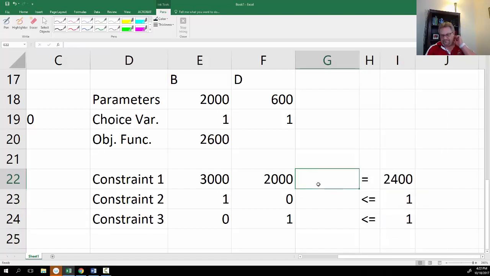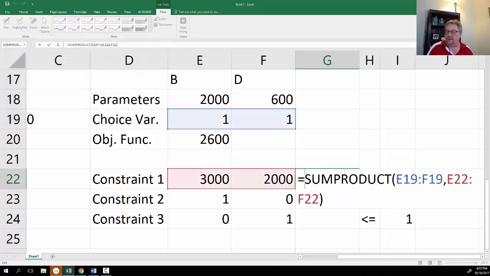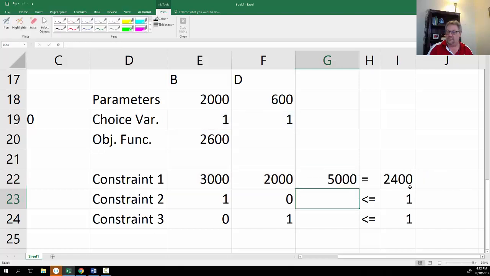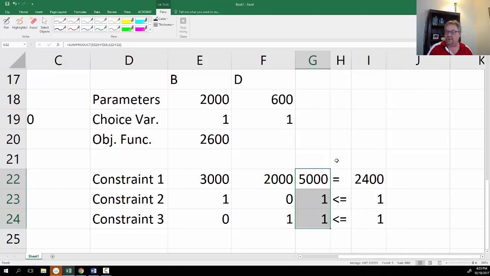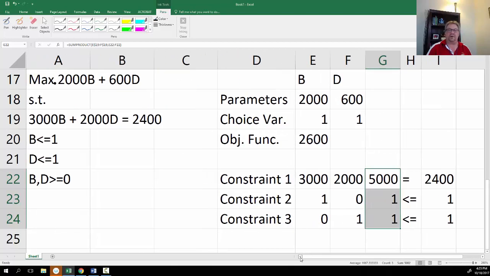And then, of course, here, how much of my constraints am I using based on my choice variables? So, another sum product function. So, choice variables, parameters, hit OK. And then let me anchor the choice variables. I'm going to copy that down. Okay. Let me make this a little bit smaller, smaller, smaller. See if I can get everything on. Good. I got everything on one page. Okay. Well, there. We are done. We are now ready to solve this problem.